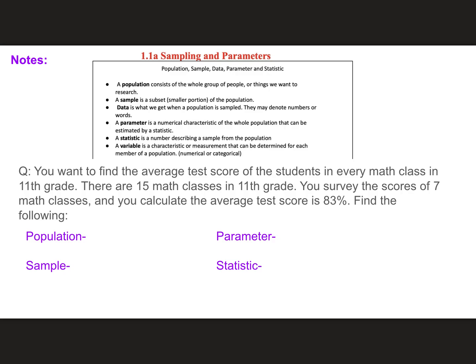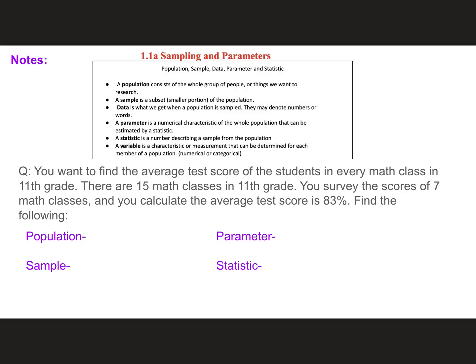We're going to go through some examples that go along with sampling and parameters, section 1.1 in the statistics book. I'll let you read through those definitions at the top. Remember that this page can be found as a PDF in Canvas if you would like to print and follow along.